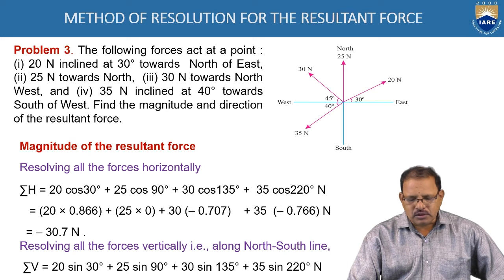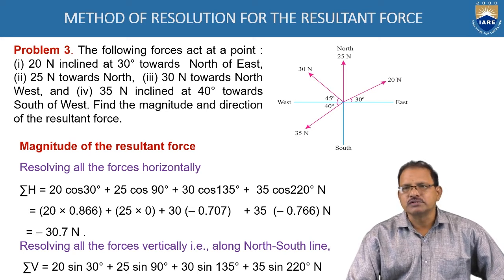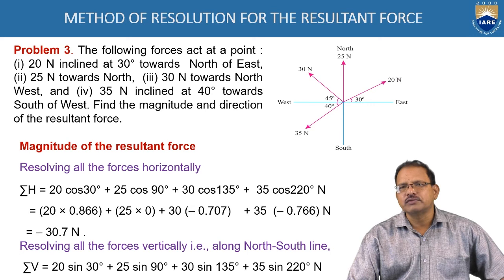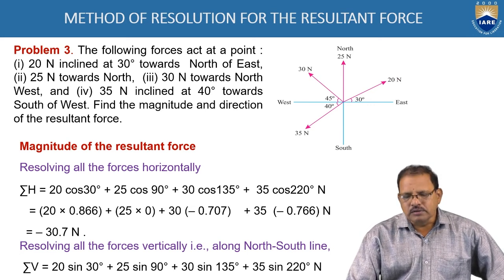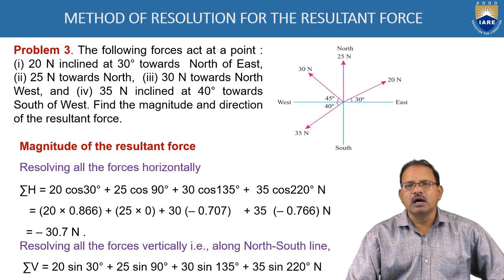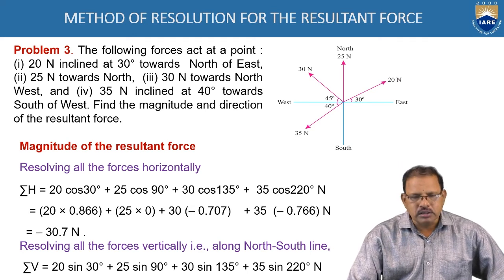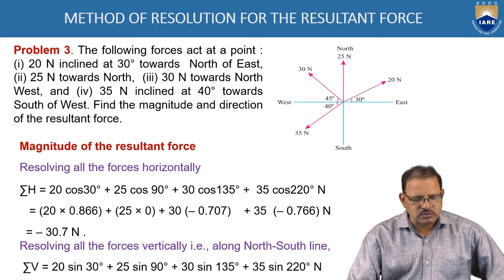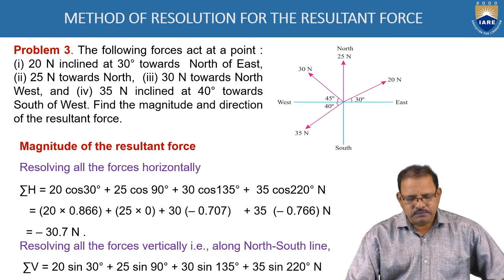The resultant of these four forces is obtained by resolving the forces into rectangular components, and the horizontal component of the resultant force is equal to the algebraic sum of the horizontal components of all the forces. Hence, sigma h is equal to 20 cos 30 degrees plus 25 into cos 90 degrees plus 30 into cos 135 degrees plus 35 into cos 220 degrees.